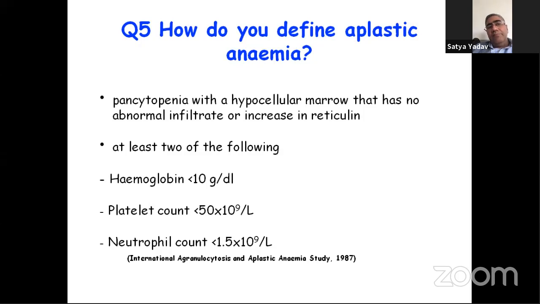And in the biopsy, the cellularity should be less than 25%. So that goes in favor of aplastic anemia. If it is more than that, then it's not severe. It may be moderate aplastic anemia. So those things are important. And platelets less than 50,000 is also helpful, one of the criteria to diagnose. Thank you.